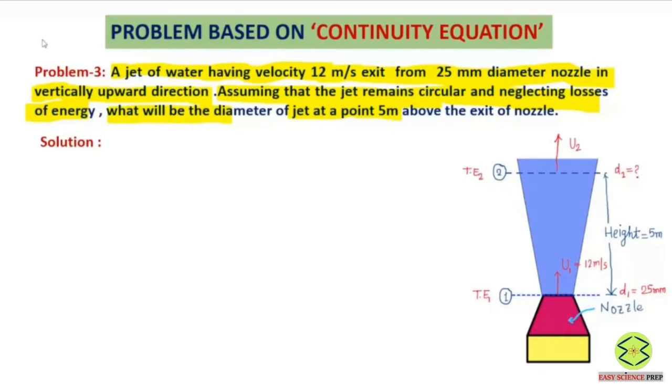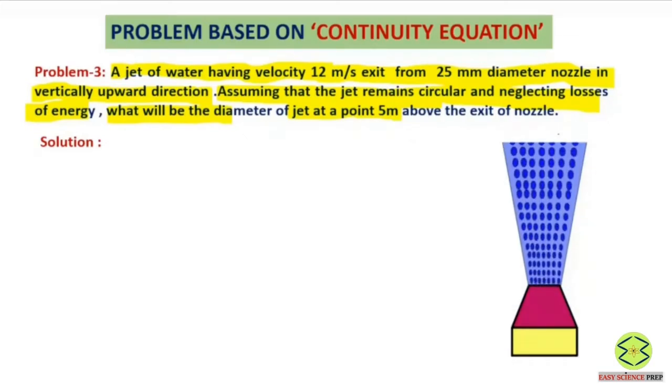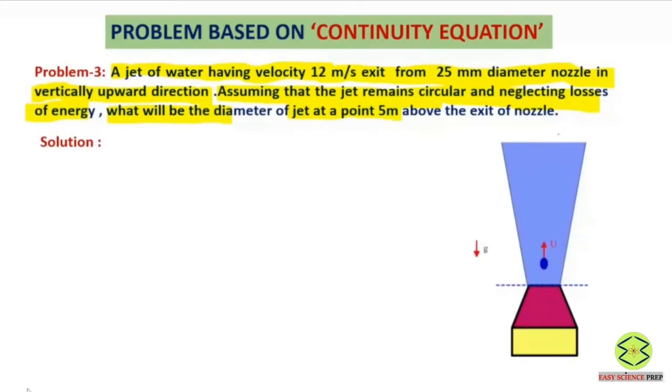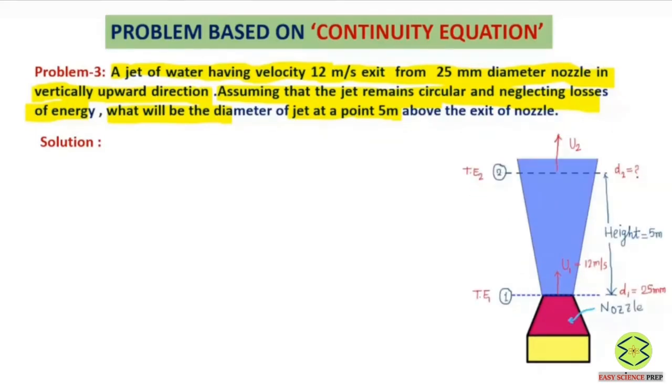So friends, in order to understand this problem, let me show you the nature of the problem. So here the water jet is coming out from the nozzle in the vertically upward direction, as you can see, and if I consider a single particle of water, it is moving in the upward direction with velocity u, and it is moving against the gravity. So gravity is acting in the downward direction and it travels a height h. So we have seen that the fluid particle is moving in the upward direction, and the gravity is acting downward.